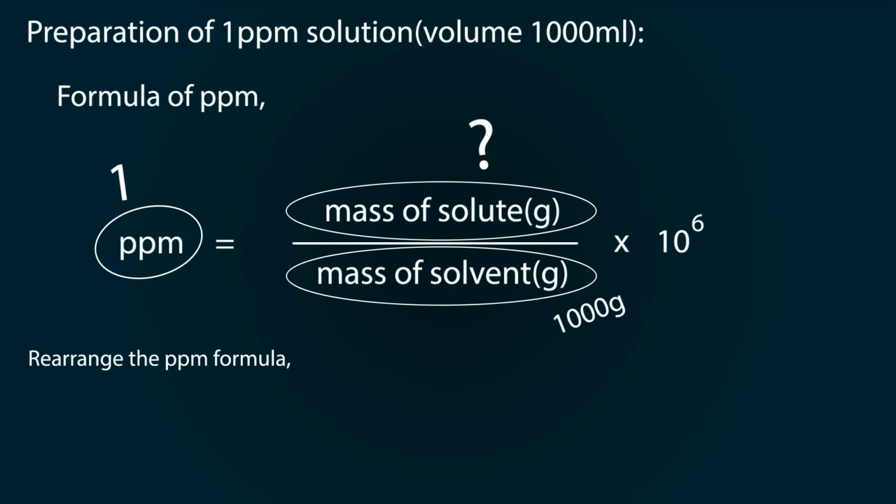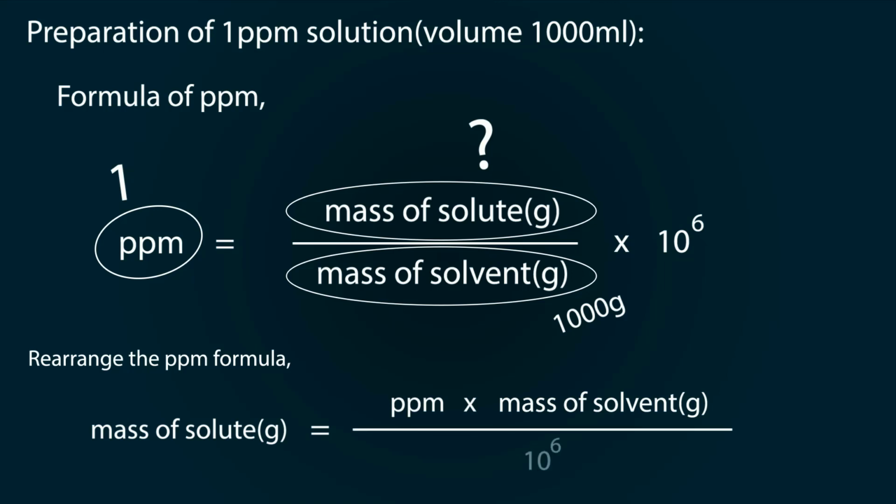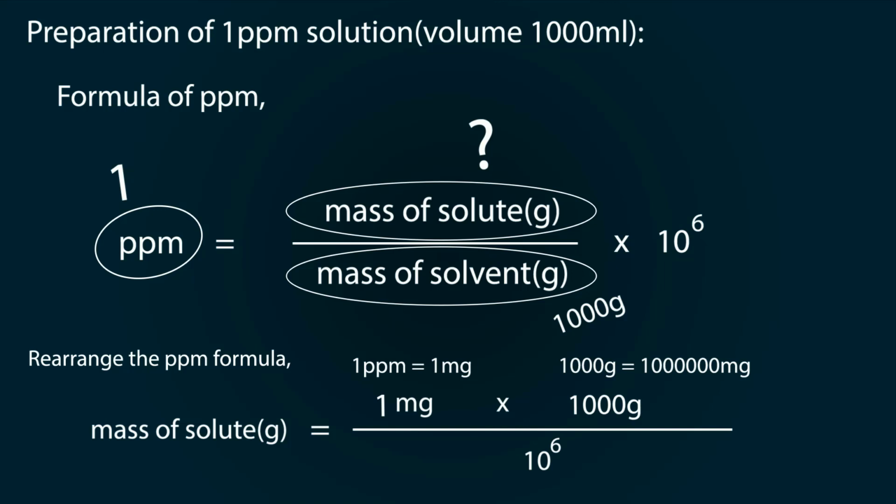So rearranging the formula, we get mass of solute is equal to ppm multiplied by mass of solvent divided by 10 raised to power 6, as we are using 1 ppm and mass of solvent is 1000 grams. 1 ppm is equal to 1 milligram per kilogram, so replace it, and 1000 grams is equal to 10 raised to power 6 milligrams. So after calculation, we get our mass of solute as 1 milligram.